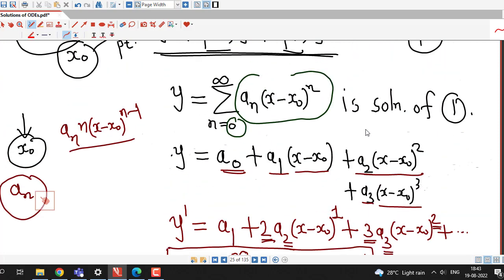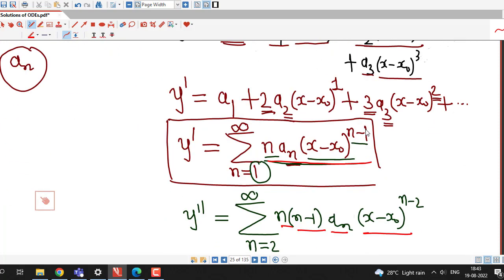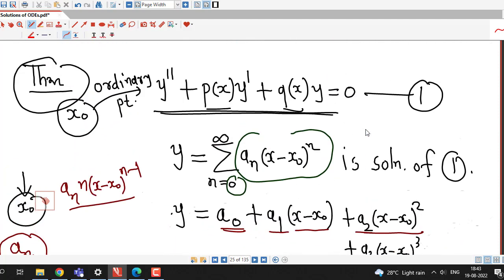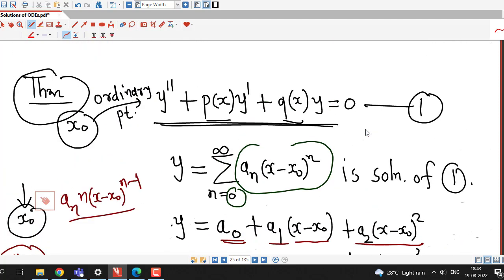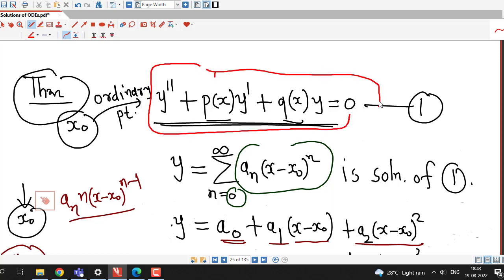So these are the values of y, y dash and y double dash, and we know that y is a solution of this equation. Therefore we can put values of y, y dash and y double dash in this equation. After that we can compare the coefficients of like powers of x on both sides. We will have this type of thing.